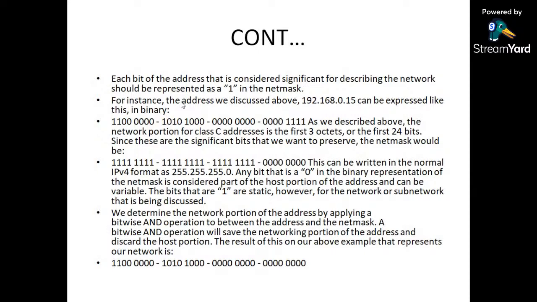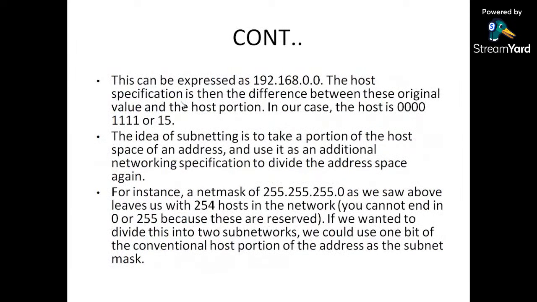The result of this on our above example that represents our network is given here: 11000000 10101000 all zeros and all zeros. So this can be expressed as 192.168.0.0. The host specification is then the difference between this original value and the network portion. The host is 0001111, or 15. The idea of subnetting is to take a portion of the host space of an address and use it as an additional networking specification to divide the address space again.